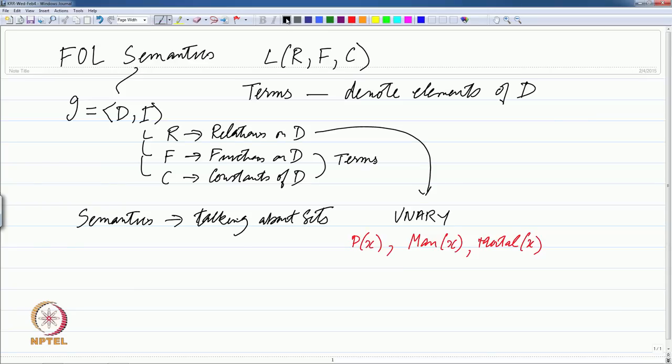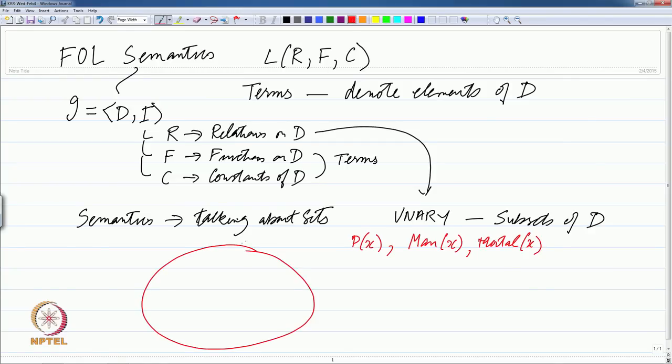Now, as you know, unary relations correspond to subsets of D essentially. So, how do we visualize these predicates? If we were to draw the set D, then we are saying that there is some subset of this which is the set denoted by man essentially. So, this could be man.